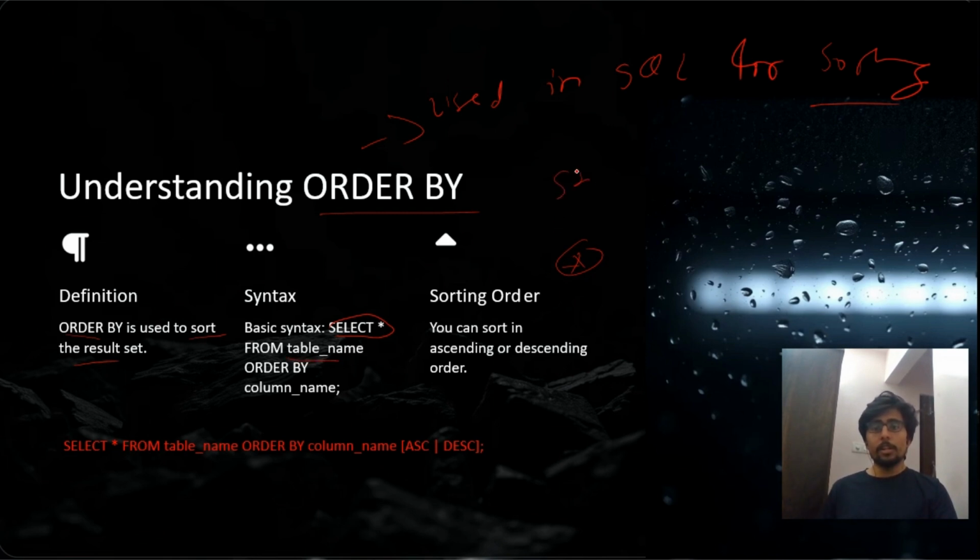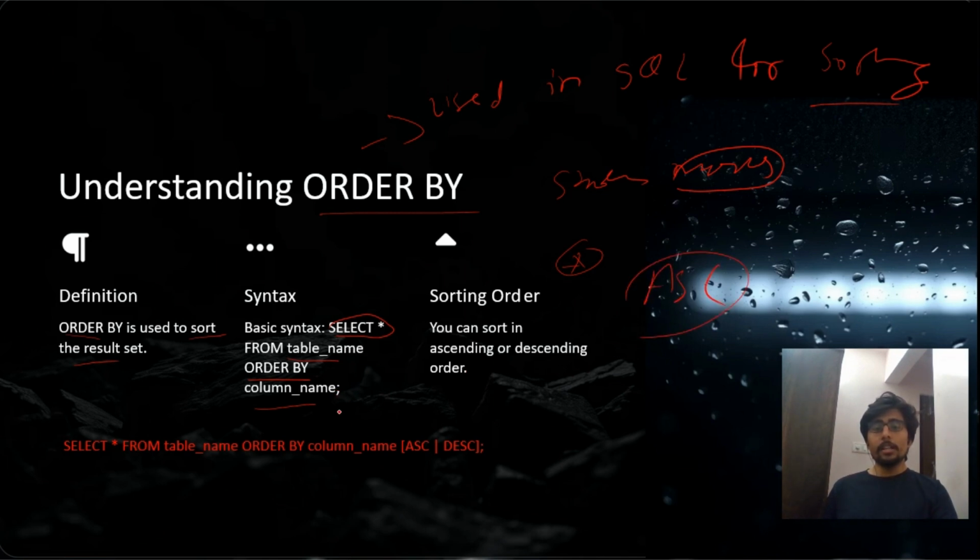For example, if your table name is student, it will take all the data from student. ORDER BY column name, and you can take any column. For example, you are taking column name as marks. Some students score good marks, some a little lower, some a little higher, some average. So it will sort on the basis of that. By default, ORDER BY does ascending order, which is ASC.